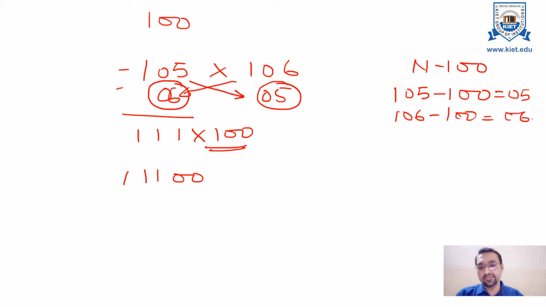Thereafter you have to take the product of these two numbers. So 6 into 5 is 30, and you have to add this product to the number. Okay, so you will get 11130, and this will be your answer. I hope this is very simple. Okay, now let's move to the next question.